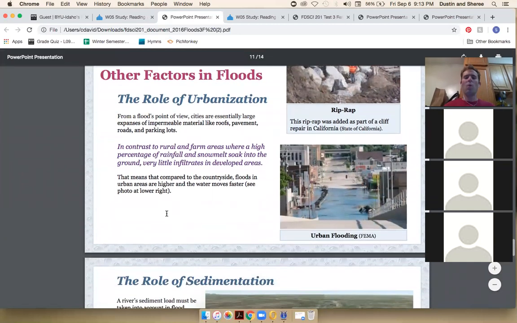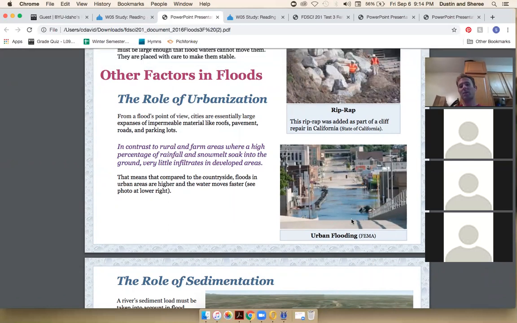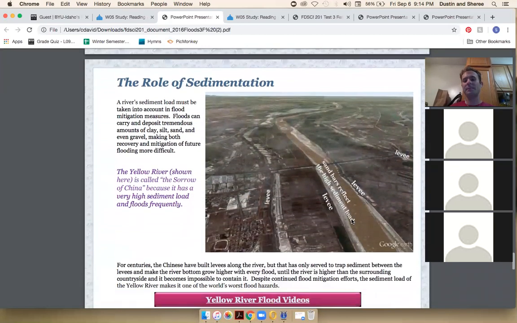Okay. One of the things to know too is the role of urbanization and flooding. A lot of times we like to put concrete down, and water can't get through concrete. So a lot of times when we have a lot of rain, we can cause urban flooding, where the water overfills the sewer systems, the drainage systems we have, and then it'll just be running like torrents and rivers down the road, and we can cause flooding that way.